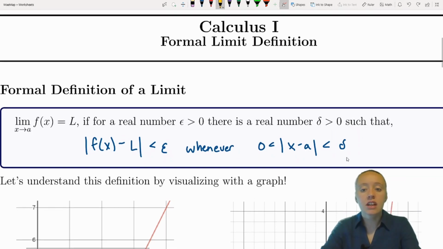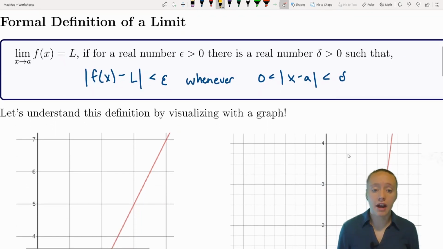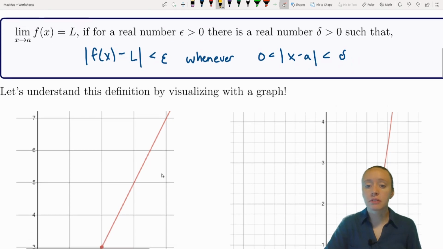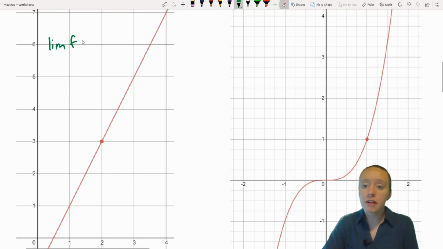But how exactly does all of this work? Let's understand it by visualizing it with a graph. I have some function pictured to the left, and what I'm going to be looking at is the limit of my function f of x as x approaches, I'm going to define my a value to be 2, and we know that that limit is, well, you can see that y value is 3.